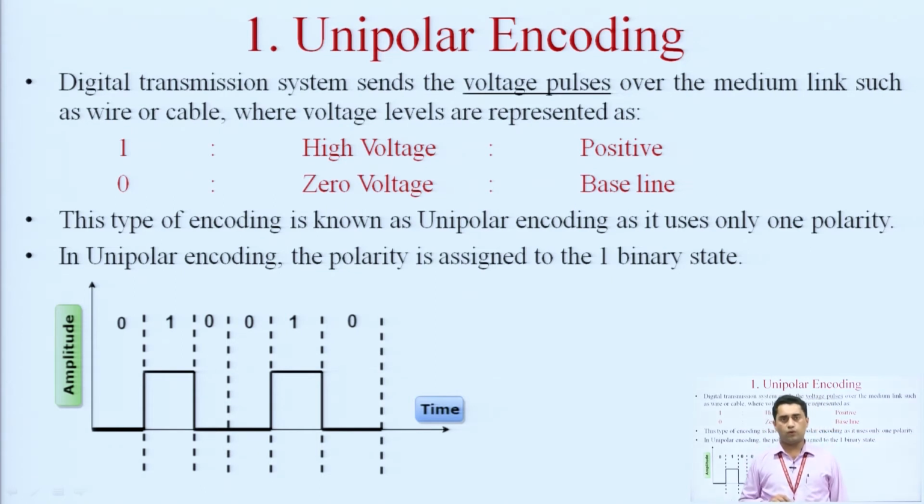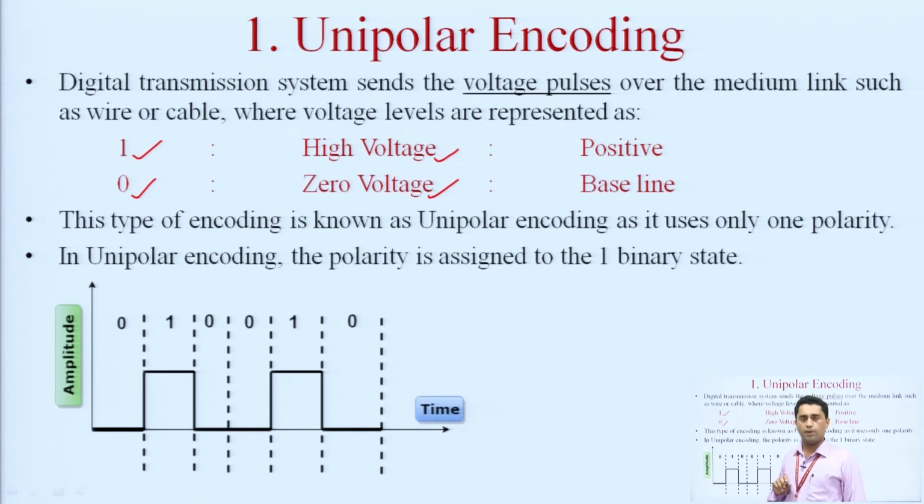The very first one is known as unipolar encoding. What is unipolar encoding? When I have a stream of data, say my stream of data is in the form of 1 and 0, because it is a binary number system. In the binary number system, how many combinations do we have? Only 2, 0 and 1. So, if I am representing my signal in the form of voltage, then I can represent 1 as high voltage and 0 as 0 voltage, not negative voltage.